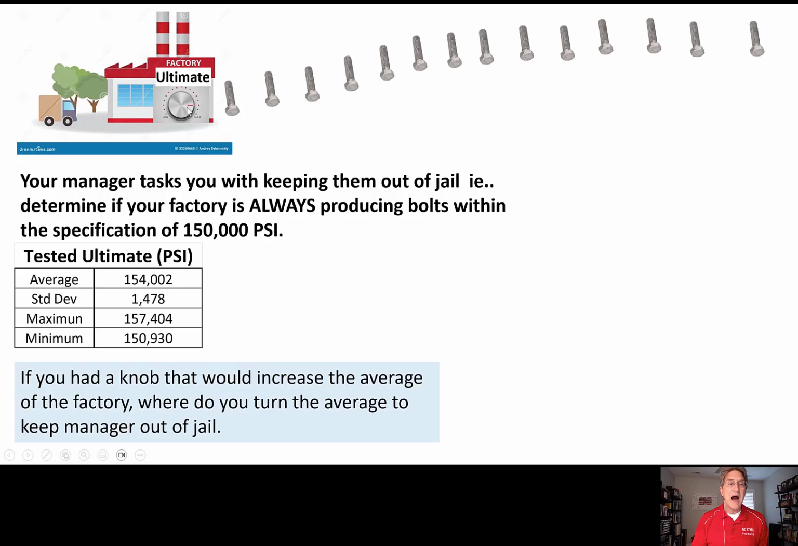If you had a knob that you could turn and increase the average. So our average is right here, right now. Standard deviation is not going to change. Where would you turn the average to make sure that your manager doesn't go to jail? To make sure that you do not produce parts less than 150,000. So think about it, try that one, pause the video, and then turn it back on, and I'll solve it for you.